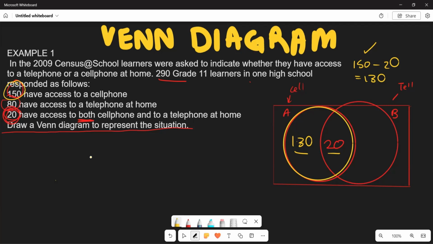Now, if you go to your event B, how many do you have? They are saying 80 have access to a telephone at home. So they are 80. Let's start here.